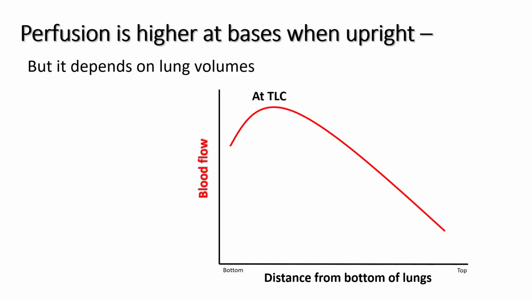As we saw, the perfusion is higher at the bases when upright. However, it depends upon the lung volumes. At total lung capacity, the blood flow at the bases is much higher than at the apex. However, as the lung volumes decrease, this changes. At FRC, you can see the blood flow is more uniform, and at residual volume, the blood flow is actually lower at the bottom as compared to the apex.